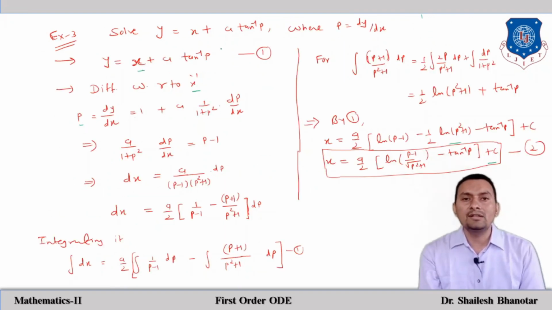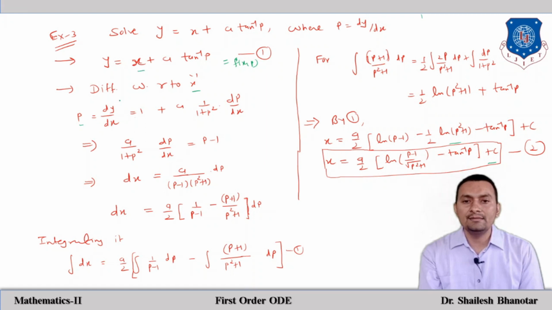Next, this is the important question. Solve y is equal to x plus a tan inverse p, where p is equal to dy by dx. So here we are applying the method solvable for y. That means y in terms of what exactly, x and p. Now what we are going to do? We are going to differentiate with respect to x.